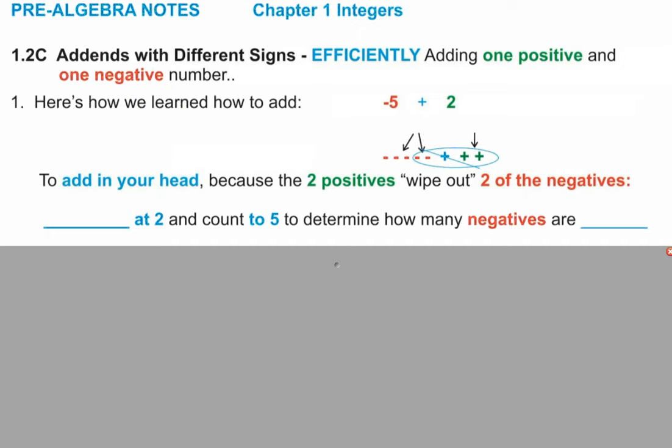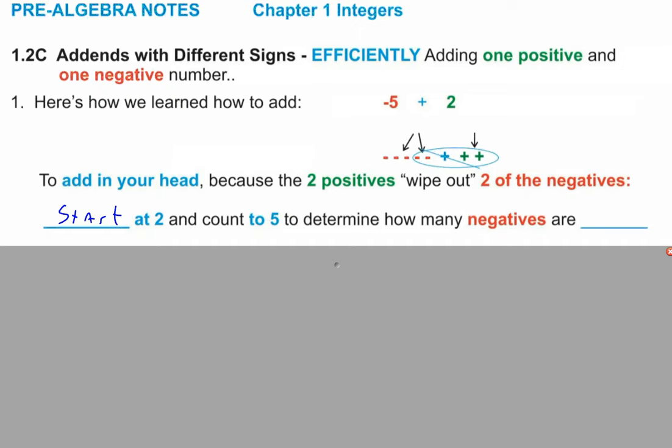So to add in your head, this is what would happen in your head. Because the 2 positives wipe out the 2 negatives, this is what I do. I start at 2, and I count to 5. Look, because these 2 positives wiped out 2 negatives, I start at 2 and I count up to 5. And that'll tell me how many negatives are left, right? Start at 2, 3, 4, 5, count up to 5, and that tells me how many negatives are left.